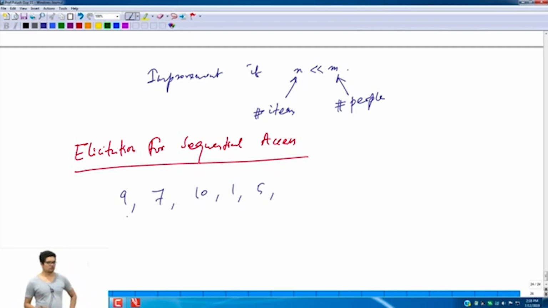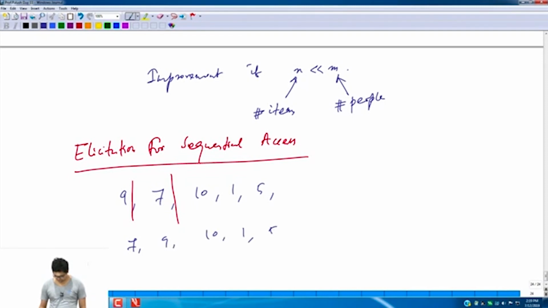Suppose I want to sort these numbers. What I do is that I go from left to right, and first I try to sort one number. Since it is one number, it's already sorted. Next, I want to move the window to the right, and I want to sort these two numbers. Now, to sort these two numbers, I move 7 to the left, so this 7 and 9, and leave everything else as it is. 7, 9, 10, 1, 5.